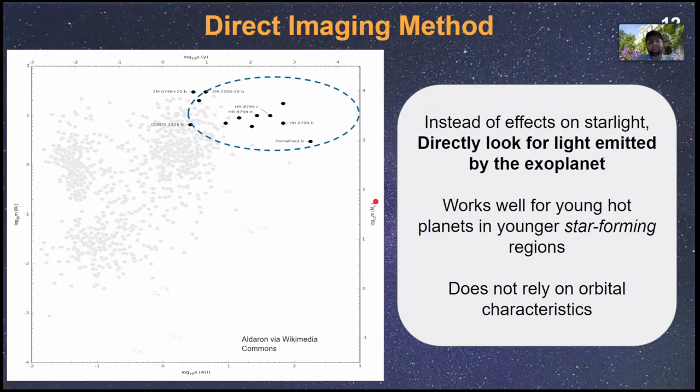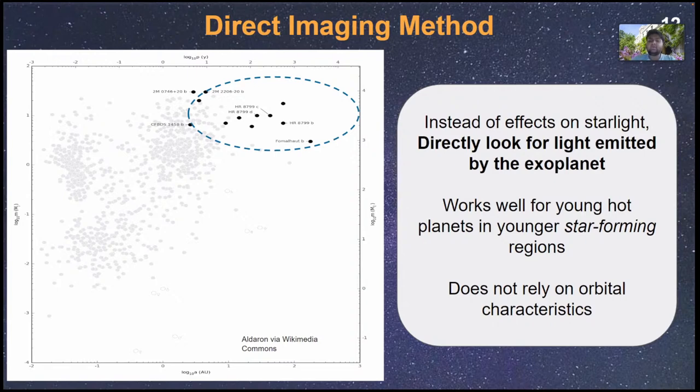imaging method. The idea of the direct imaging method is instead of, say, the radial velocity method, which we talked about today, or the transit method, which looks at light emitted by the star and tries to figure out if there are any effects on that star because of the presence of a planet. For example, in the radial velocity method, you have the spectral lines that are going through a cycle due to the Doppler shift. Instead of looking at starlight, we look at light that was directly emitted by an exoplanet, which makes it very powerful for being able to characterize these exoplanets.